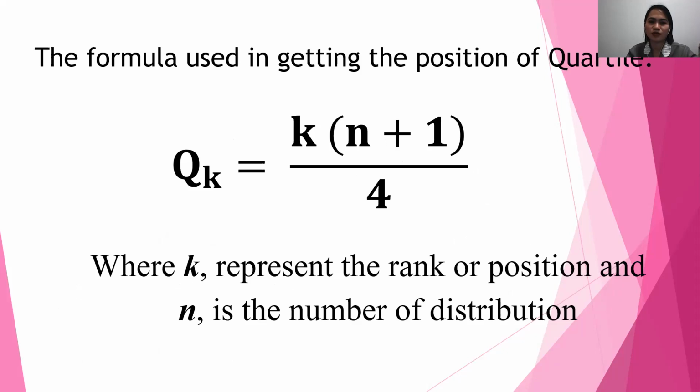Okay, so the formula used in getting the position of a quartile is Q sub k equals k times the quantity of n plus 1 all over 4, where k represents the rank or position and n is the number of data in the distribution. So just the values of k and n can be substituted into the formula.